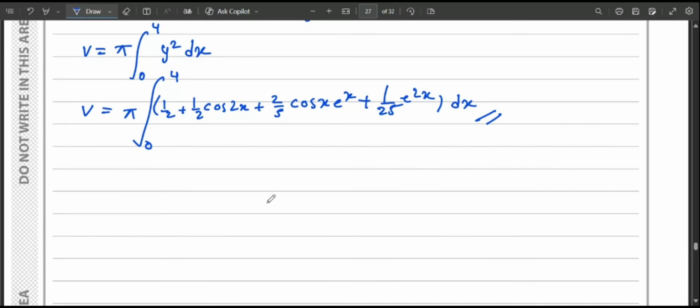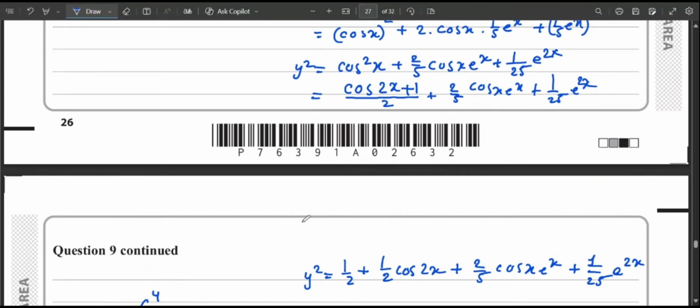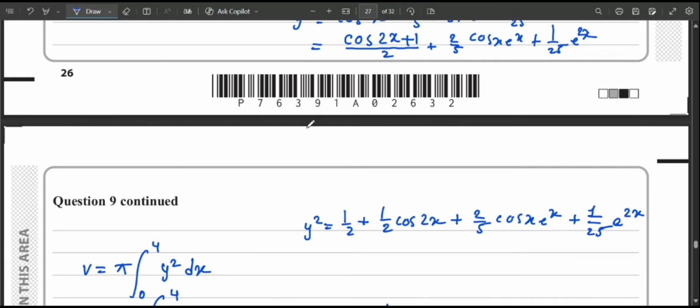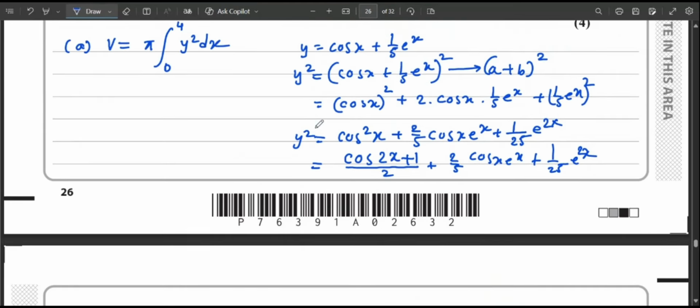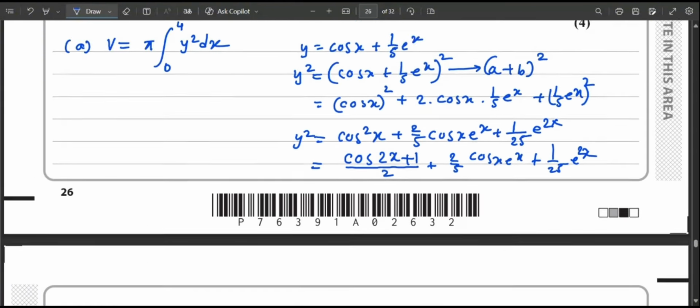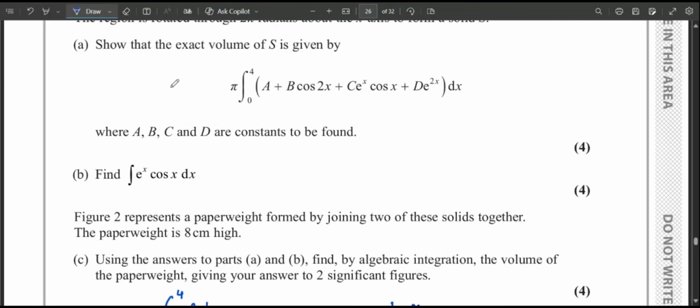In part A, we were only told to derive this expression, and we have derived this expression. So the majority of the work here was to simplify y square. So this concludes our part A. For part B, we have to find the integral of e to the power of x cos x dx.